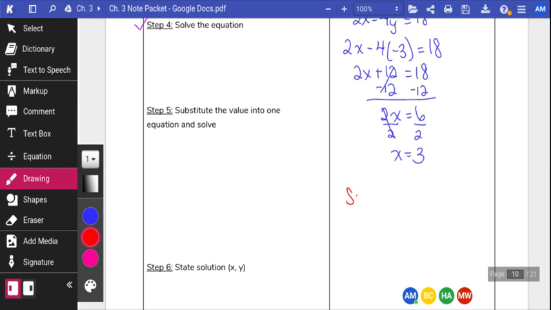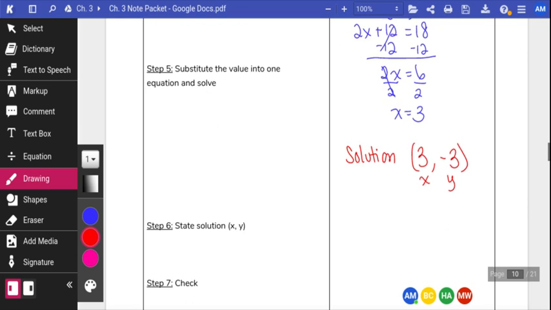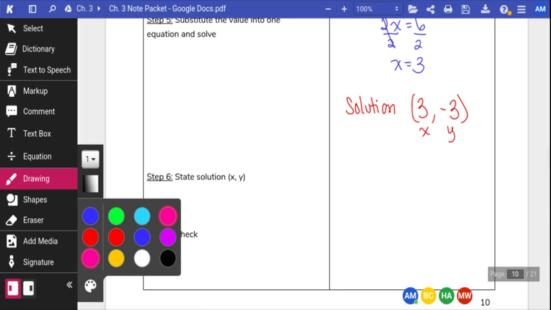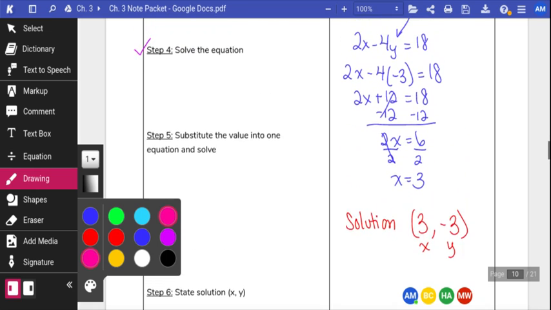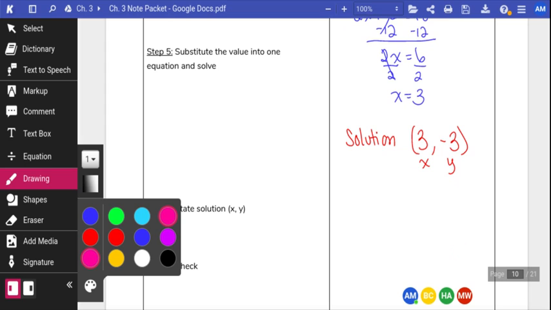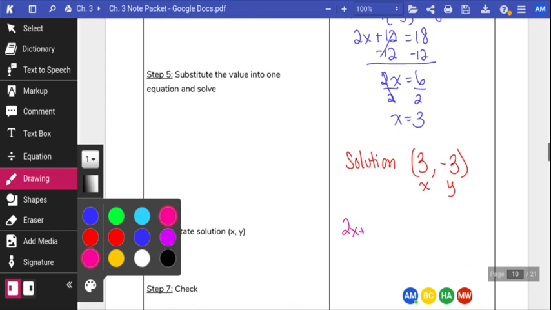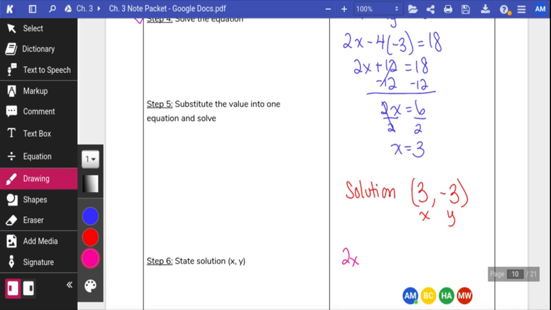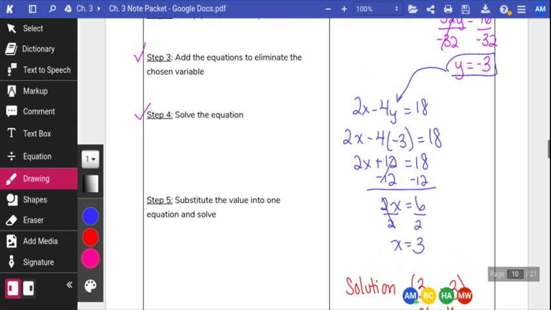Now I need to state my solution. My solution is the point (3, -3), because it's always your x and then your y coordinate. And then I will check this one with you. To check, I'm going to rewrite both equations. 2x minus 4y equals 18.